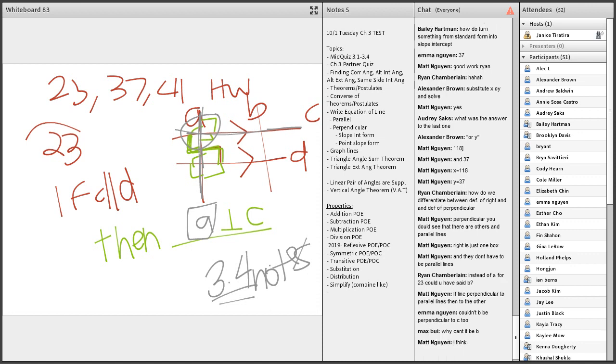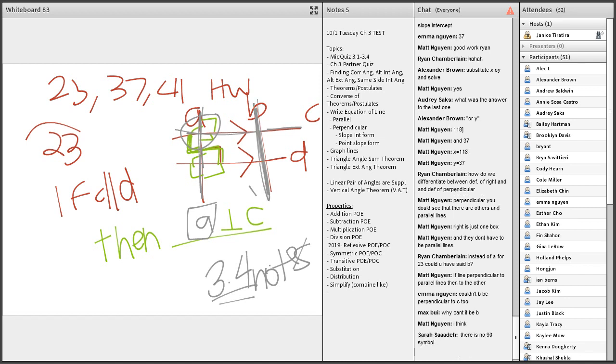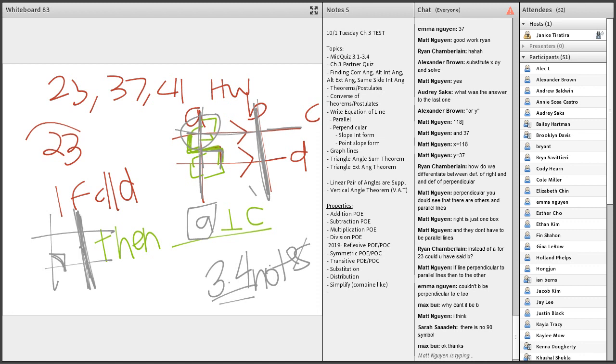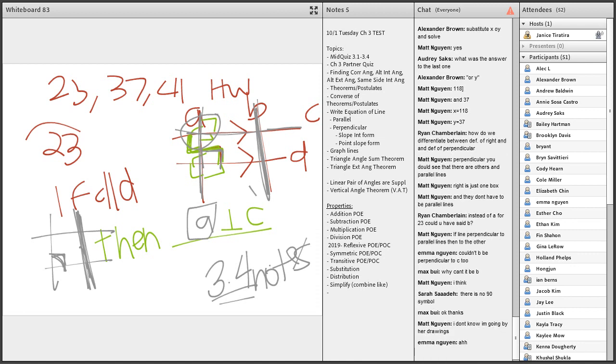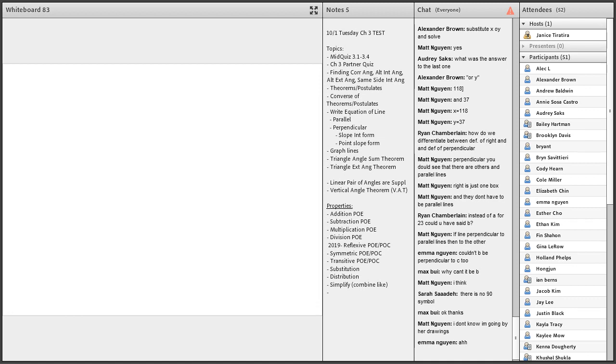Why can't it be B? Because line B doesn't touch the original angle that they gave us. Let me redraw what they had. Here's the original picture from the book. Line B is not touching that angle, so it has nothing to do with it. I hope that makes sense, Max. So all I can do is use this transversal. Does that make sense? Line A only.